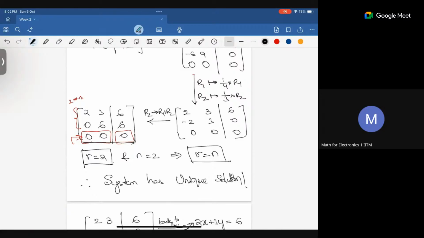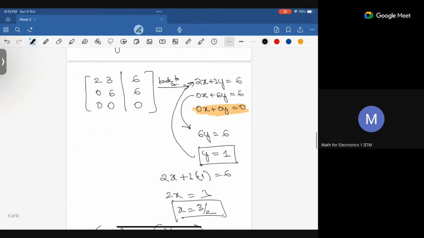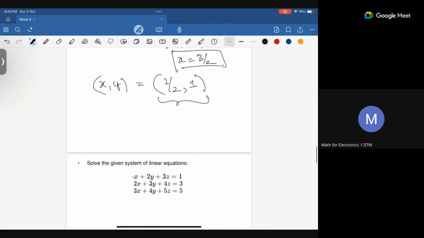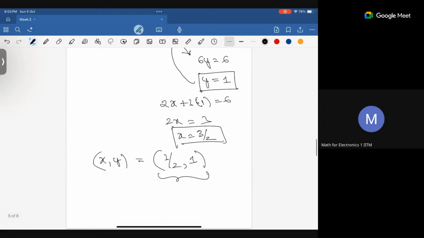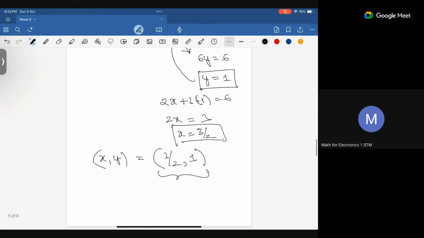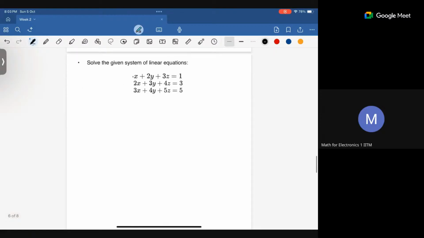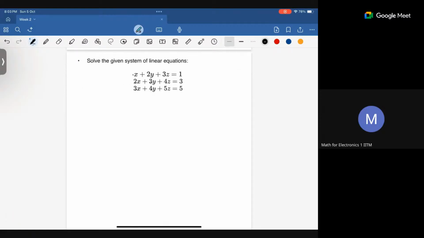And there is a third type, which is a system can have infinitely many solutions. So we'll see an example of that type also. You can see we have solved till the very end, and it has a unique solution, so only one value for x and one value for y. Right. So today we will continue this. We will see systems which have infinitely many solutions.